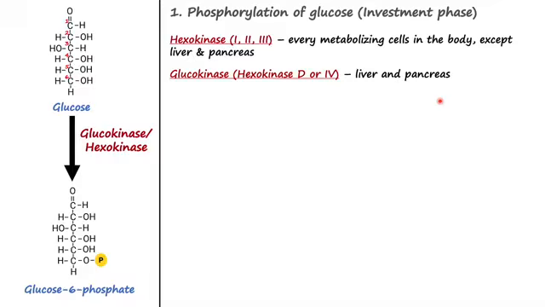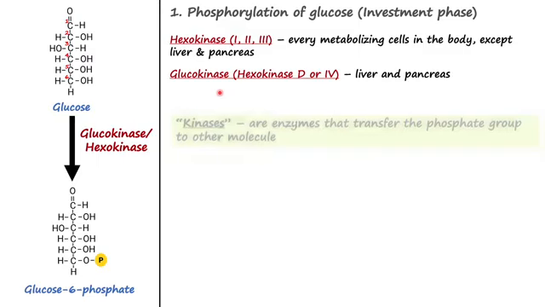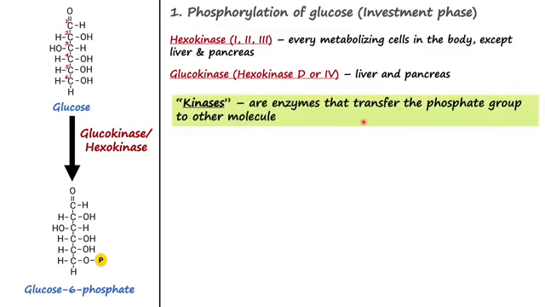Now, another important characteristic of kinase enzymes is that they transfer a phosphate group to another molecule. In this case, the phosphate is obtained from ATP, and this phosphate from ATP is transferred to the carbon 6 position of glucose to synthesize glucose 6-phosphate. So remember that whenever there is a kinase enzyme involved, they generally transfer a phosphate group to the other molecule.